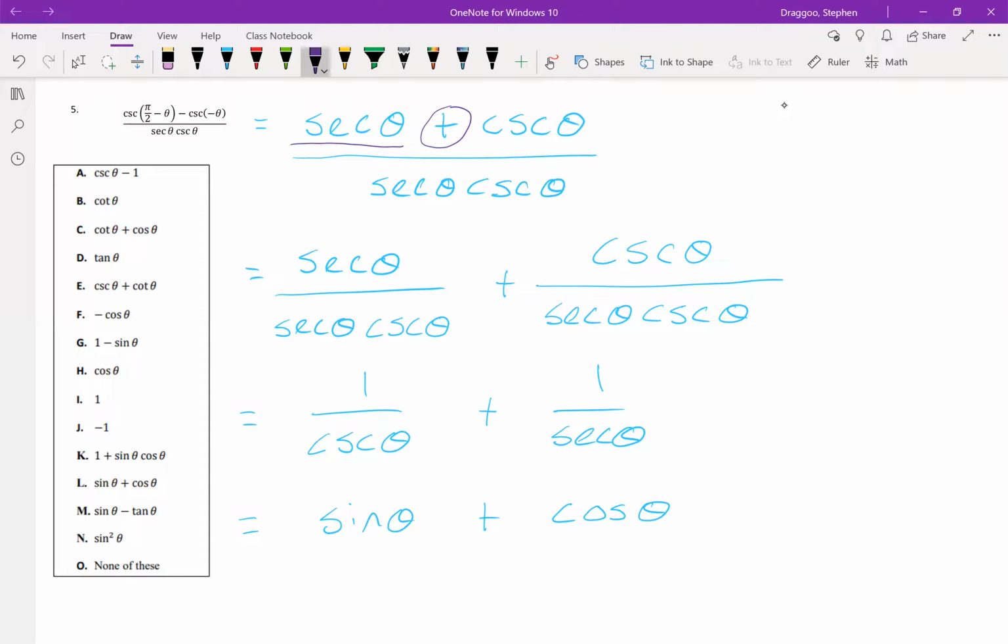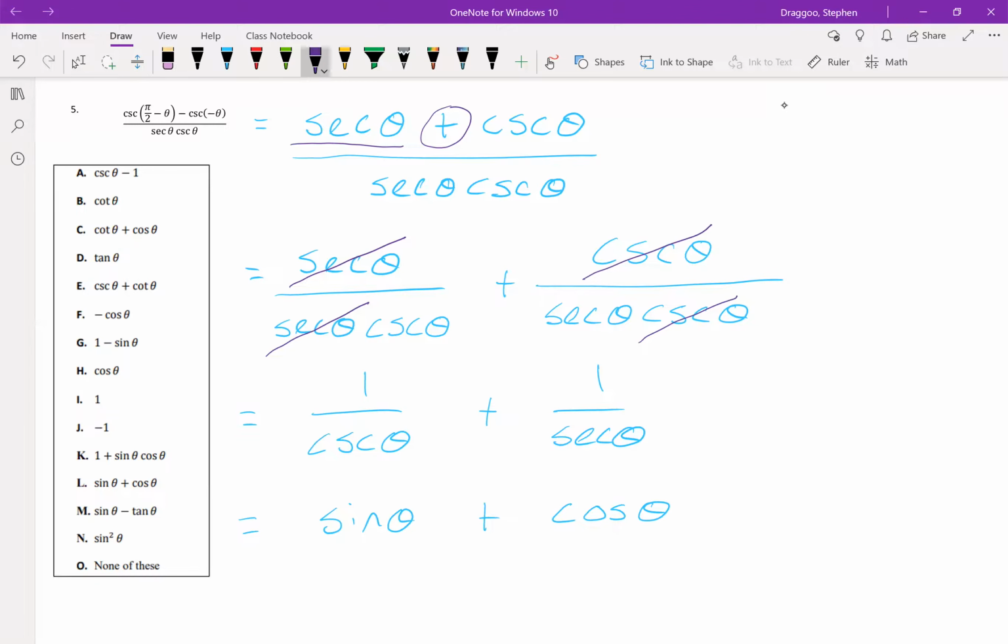Then I decided to split this fraction into two fractions. So I have secant over the denominator on the left plus cosecant over the denominator on the right. And again, I'll have some things that reduce. A secant in the numerator and a secant in the denominator on the left, and a cosecant in the numerator and a cosecant in the denominator on the right.